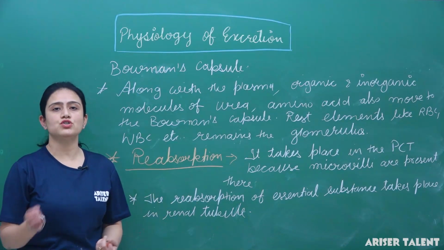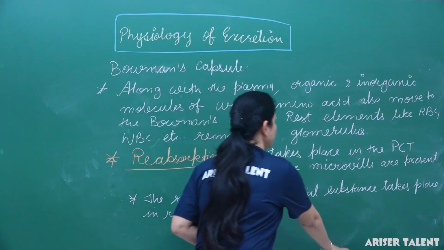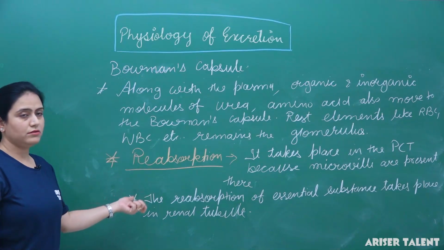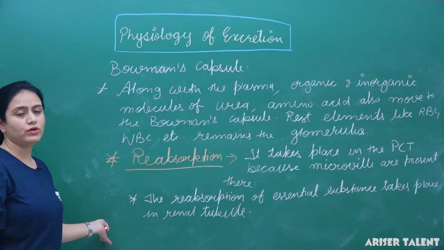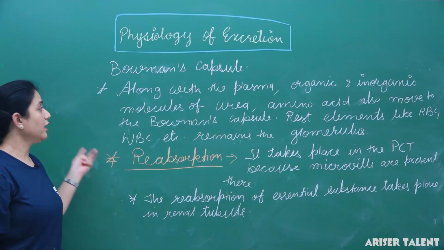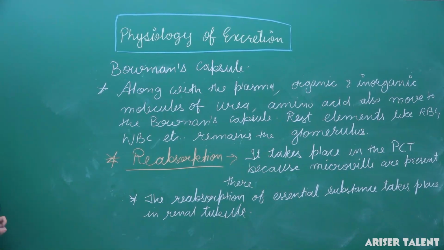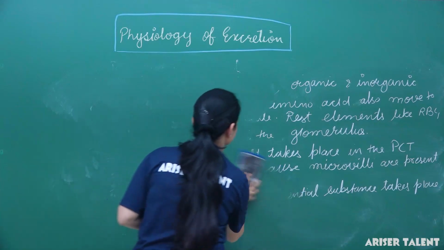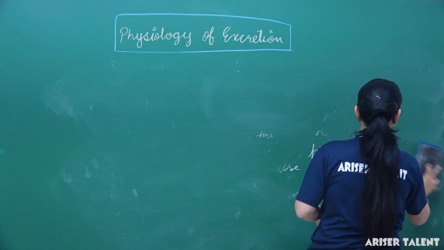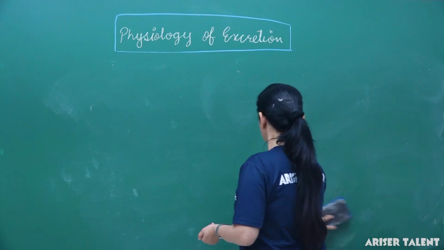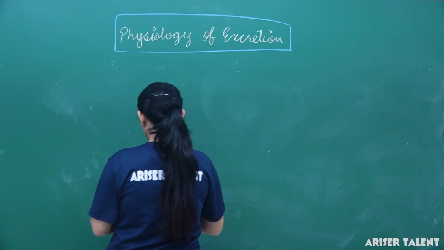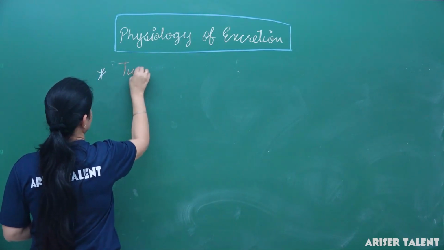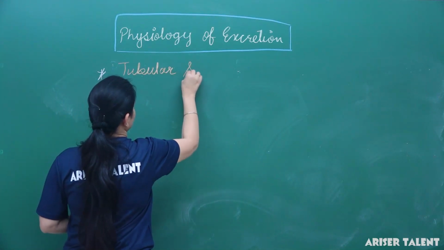Now the third part is tubular secretion. So what is tubular secretion? Whatever waste materials are there are secreted by the tubules out of the body. This is the reason it is known as tubular secretion, and it takes place in the distal convoluted tubule. Let me mention, unwanted substances of the capillaries. The third one is tubular secretion.